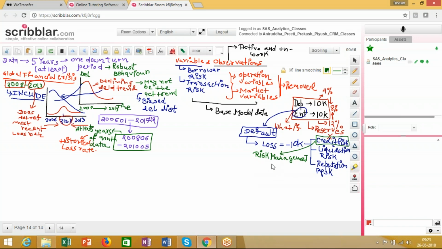Now, while I talk about risk management strategies, there are two broad types, or two broad areas to discuss. One such area is the business strategies, right? So when I talk about the business strategies, within the business strategy, we talk about developing application scorecards to manage origination risk. We talk about behavior scorecards to manage behavior risk, and so on, right?